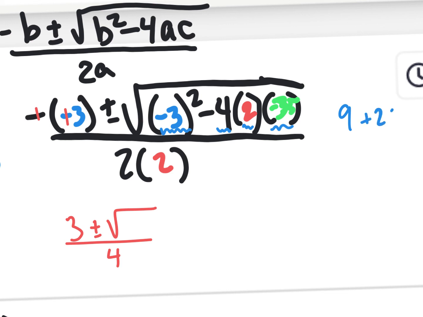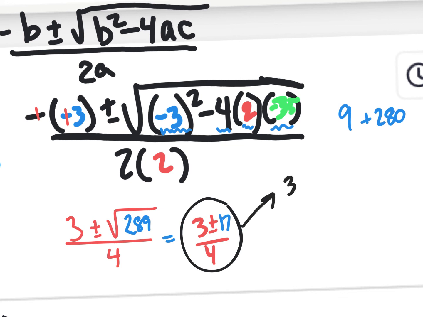So I really have a plus 280 right here. And if I go the square root of 289 on a calculator, the square root of 289 is 17, all right? So again, I had a 289 in here. And if you try to do the square root of 289 on a calculator, you will get 17. So you really have 3 plus or minus 17 divided by 4. Now the plus or minus is two situations. That means 3 plus 17 divided by 4 and also 3 minus 17 divided by 4.